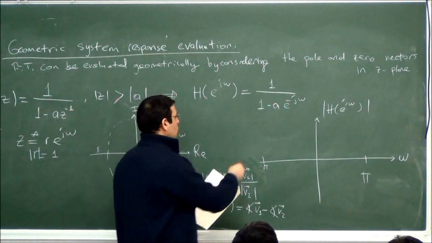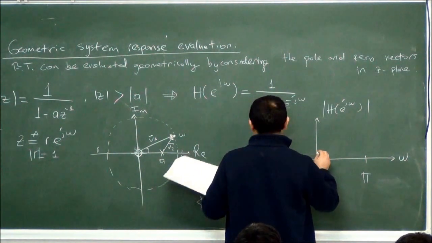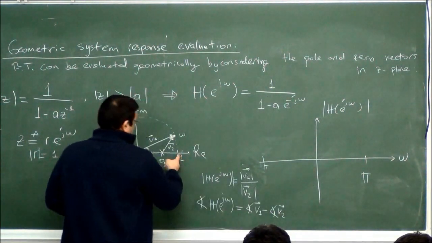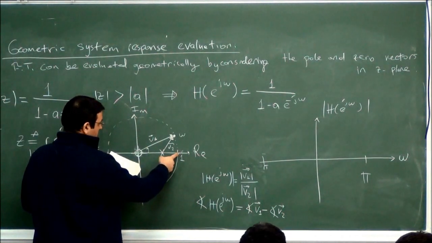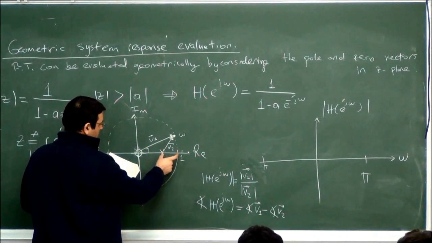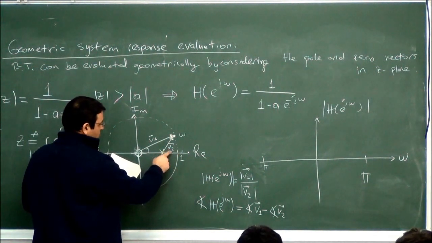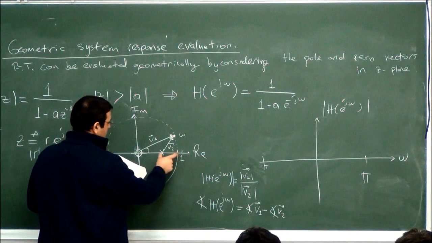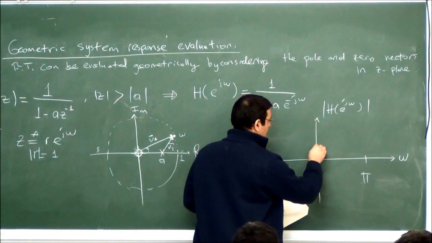For A equal to 0.5, at the omega 0 point, as you see, this point is close to the pole, so the response is V1 over V2, but the distance is half in this case, so the response is something like this.